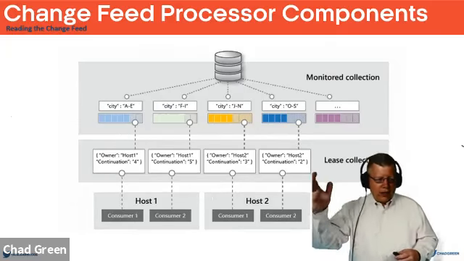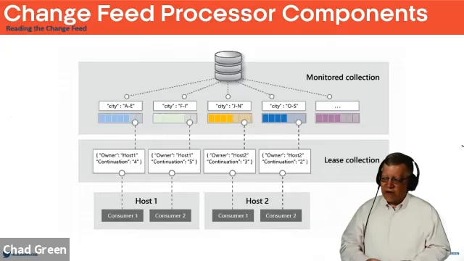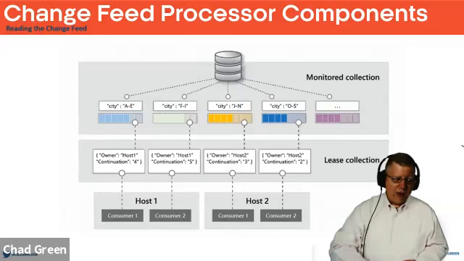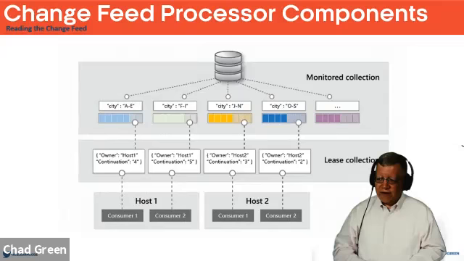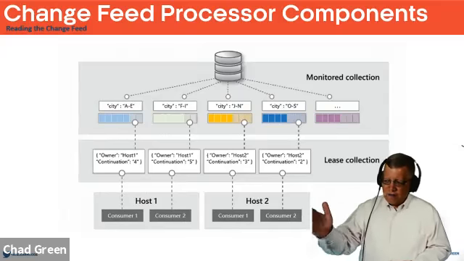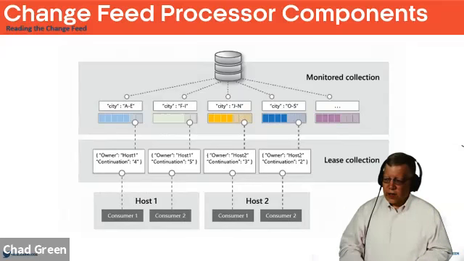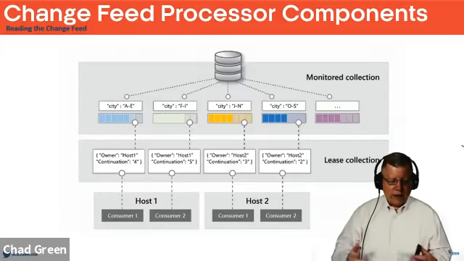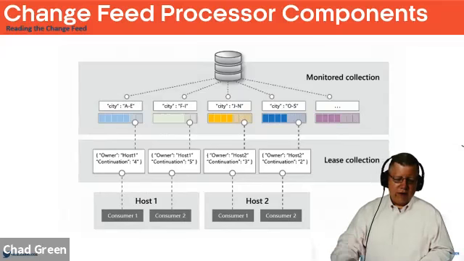All right, and then here, this is just a quick little chart to get a better understanding of what we're talking about. On top, we have that monitor collection. And in here again, we can have this separated, partitions. We have those lease collections that are actually doing that separation, and then we have the host, right? The host would be that third piece, and then the consumers are that last piece, the delegates.